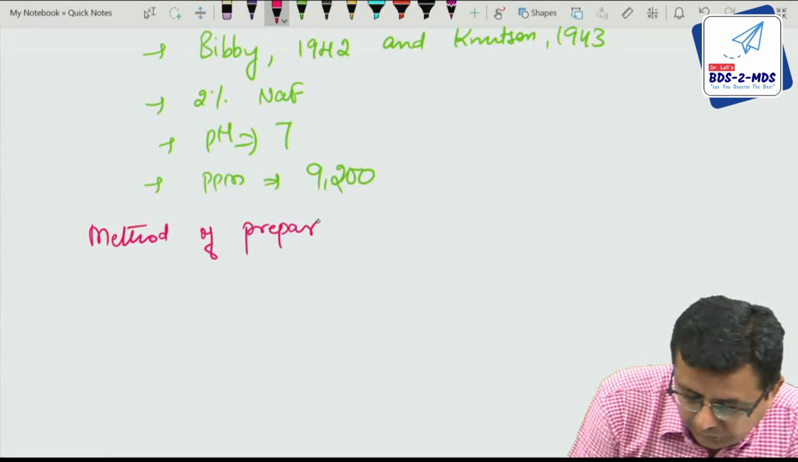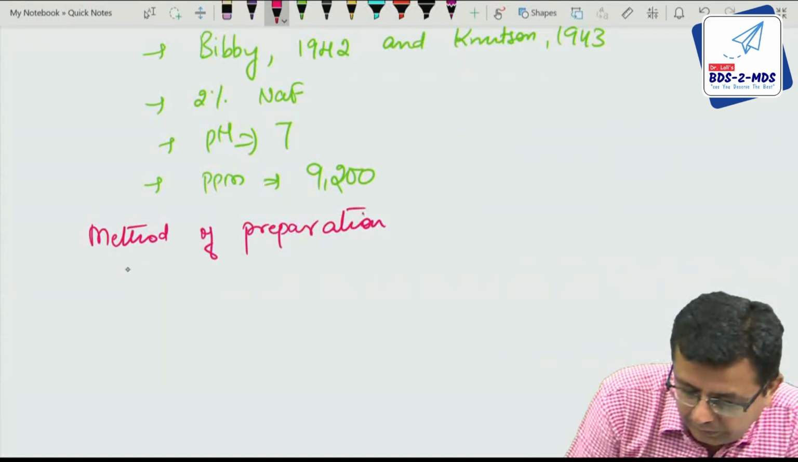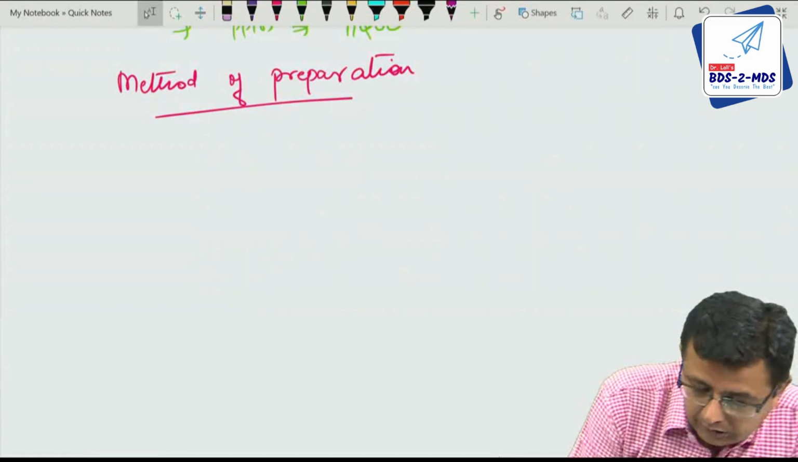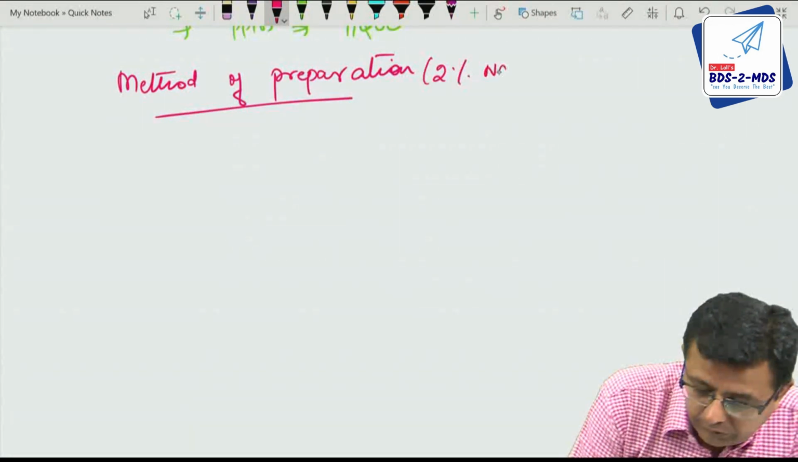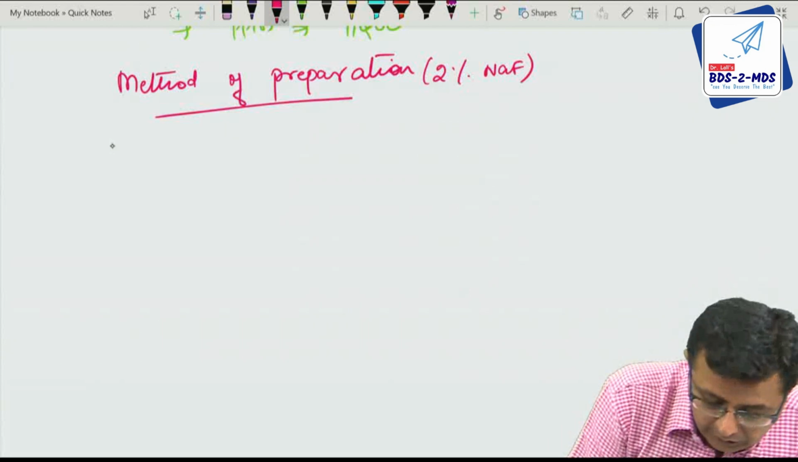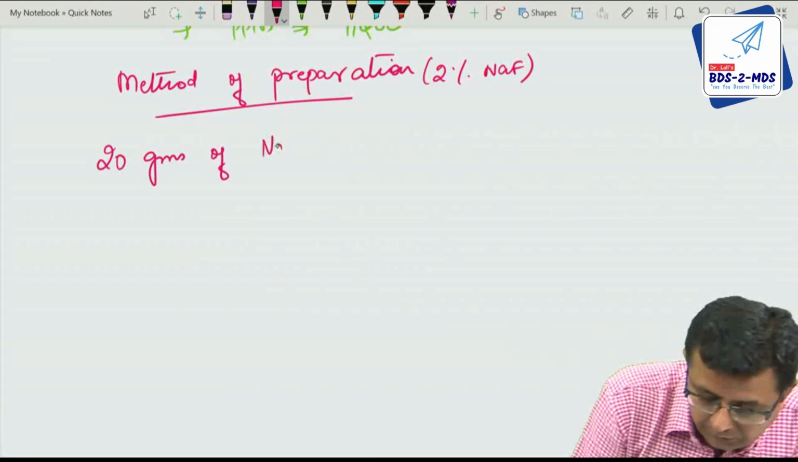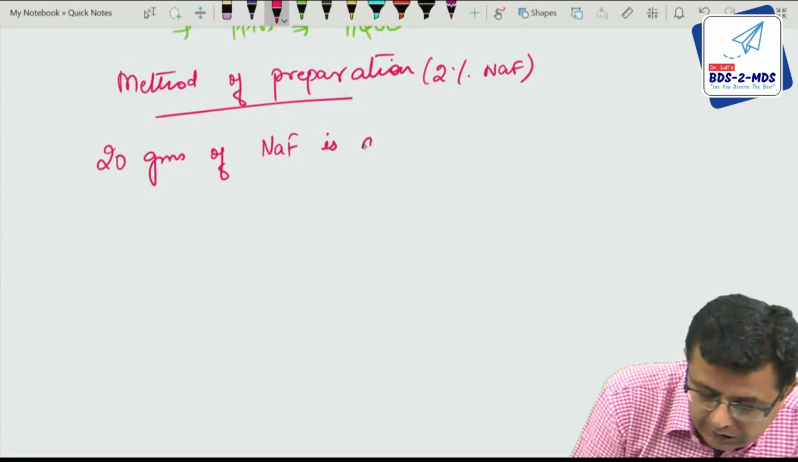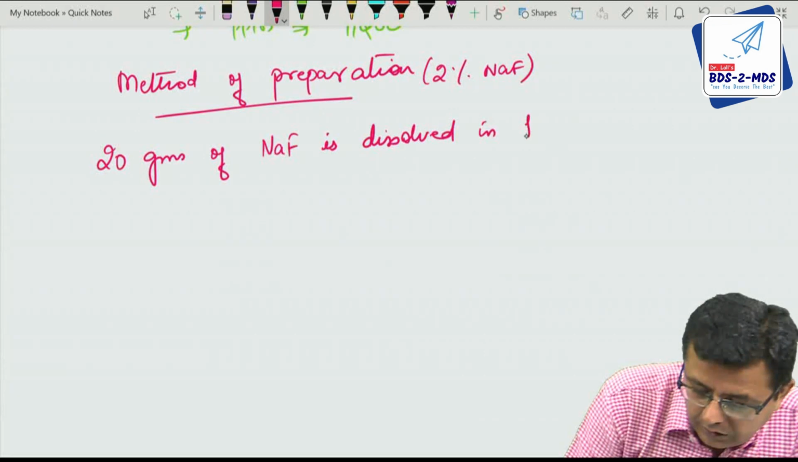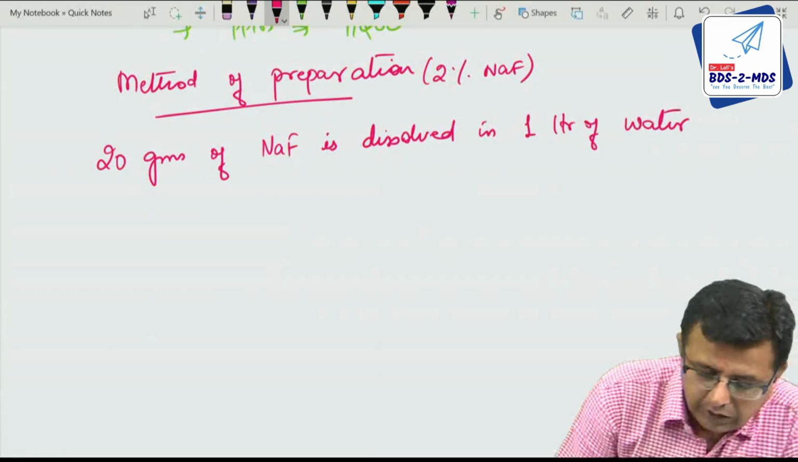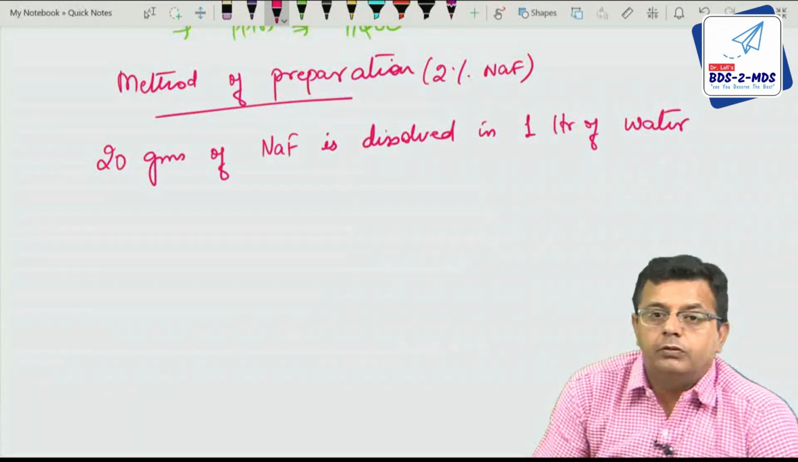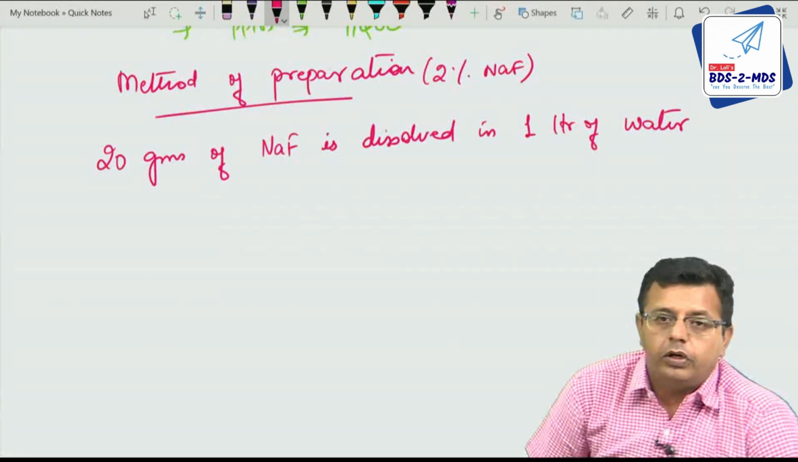And the next thing in sodium fluoride is the method of preparation. How is sodium fluoride prepared? It is 2% sodium fluoride. 20 grams of sodium fluoride is dissolved in 1 liter of water.